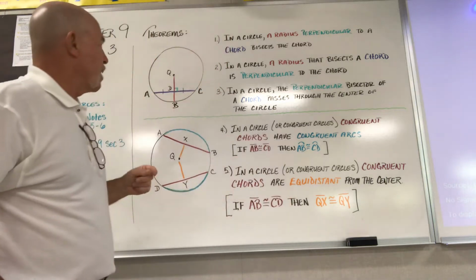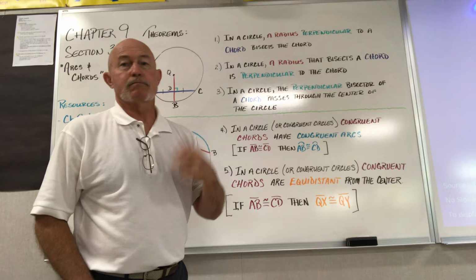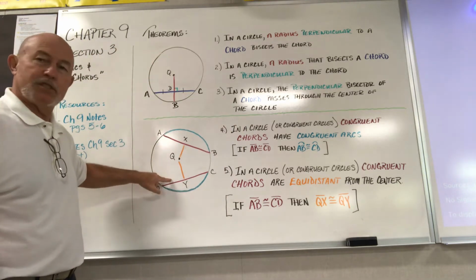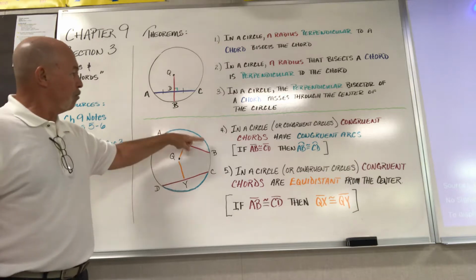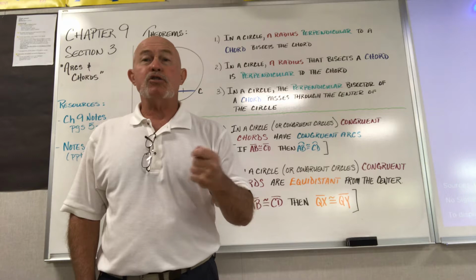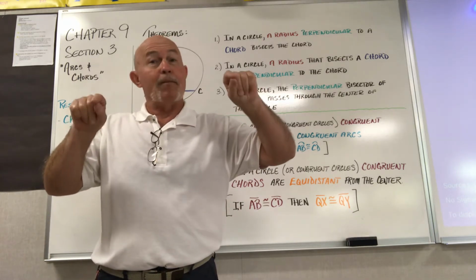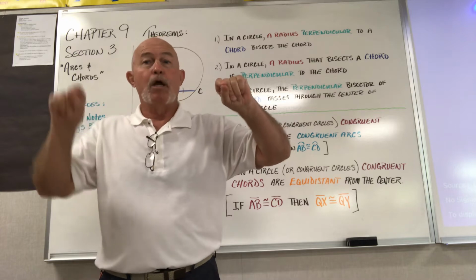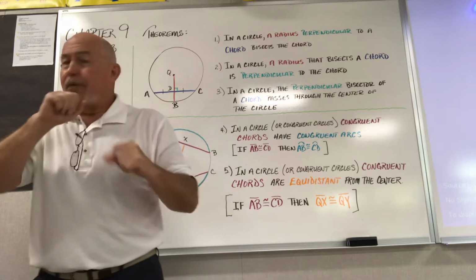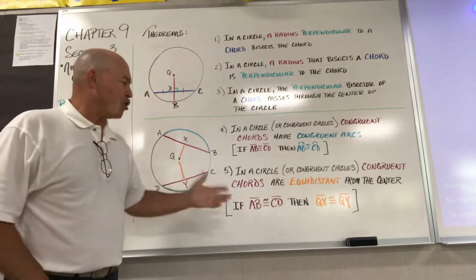Next, in a circle or congruent circles, like two tires, congruent chords form congruent arcs. You will also see the term intercepts. When a chord touches a circle, remember its endpoints are on the circle. The arc that is formed or created is said to be intercepted. That's it. So these all go together.